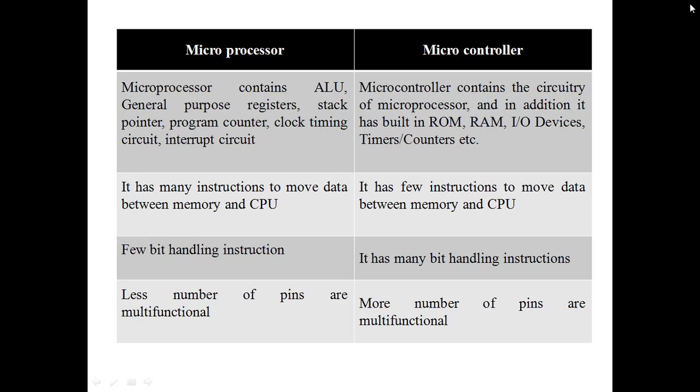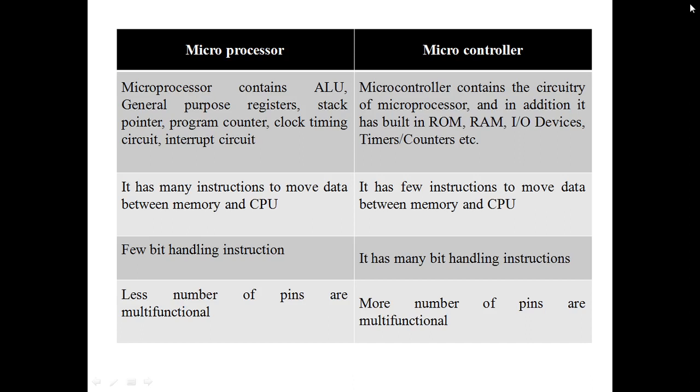We already know that the timer and counter are a very important part of our microcontroller. It has a few instructions to move data between memory and the CPU. A microprocessor has many instructions, whereas here there are only a few instructions for your microcontroller. It handles only a few bit instructions, while the microprocessor has many bit instructions to handle.